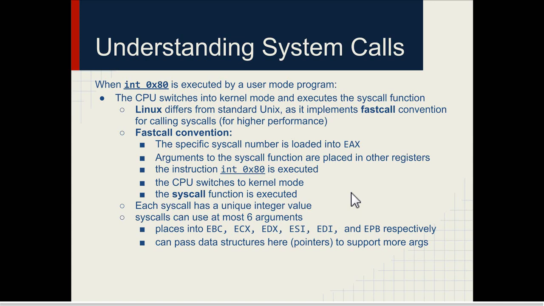Linux implements the fast call convention for calling system calls, mainly for higher performance. You place the system call number into EAX, and then most system calls take parameters, and you place those parameters in the remaining registers. So parameter 1 goes into EBX, parameter 2 goes into ECX, parameter 3 goes into EDX, and so on. Once those have been placed, the user mode program executes int 0x80, and the CPU then switches to kernel mode and handles the system call. System calls can use at most 6 registers. However, you can pass pointers to an array into each of these registers, and this is pretty common, especially for system calls like execve.